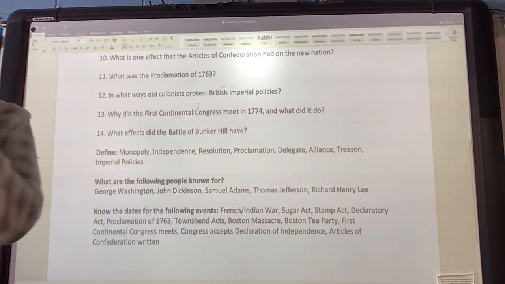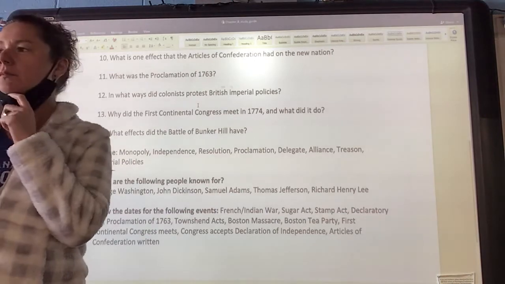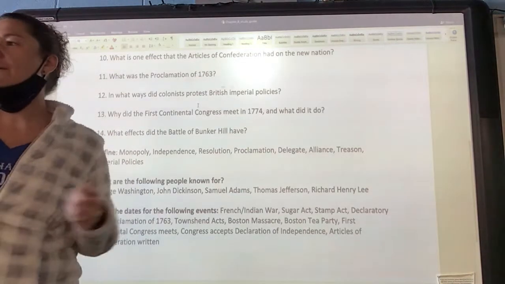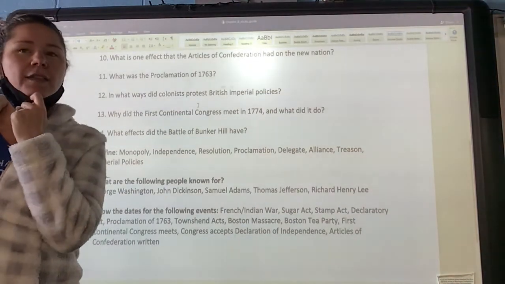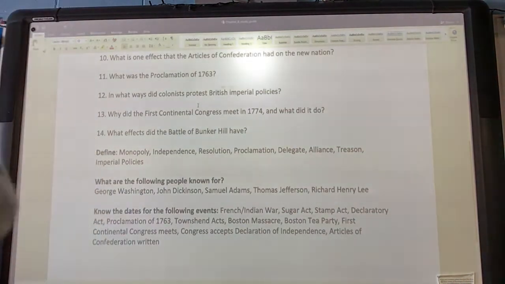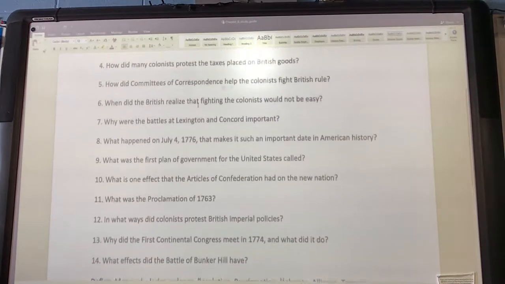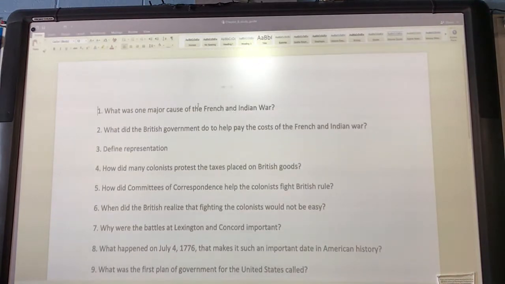So if I have it in my notebook, what do I do? Highlight it. Highlight it. If I don't have it in my notebook, what do I do? We write it down. Okay? That way you're not rewriting everything, and then you know what you need to review. The highlighted information is what you're going to review.